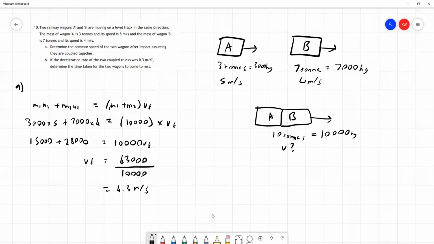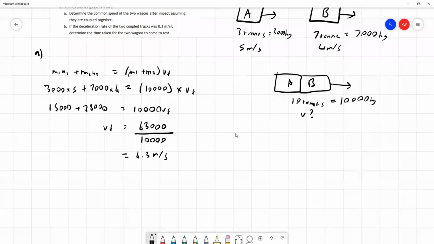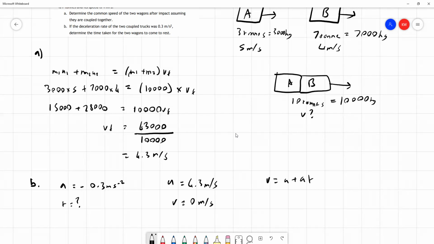Part B has got nothing to do with linear momentum. We are relying on something we looked at earlier in the course for this. So we are asked to find the deceleration rate, so the deceleration rate is 0.3 meters per second squared. So a is minus 0.3 meters per second squared because of deceleration, and we want to find the time that's taken for them to reach rest. So in this case, the initial velocity is going to be what we worked out in the first part. The final velocity is going to be 0 because we know they come to rest, and we can use a version of this formula for motion, v equals u plus at.